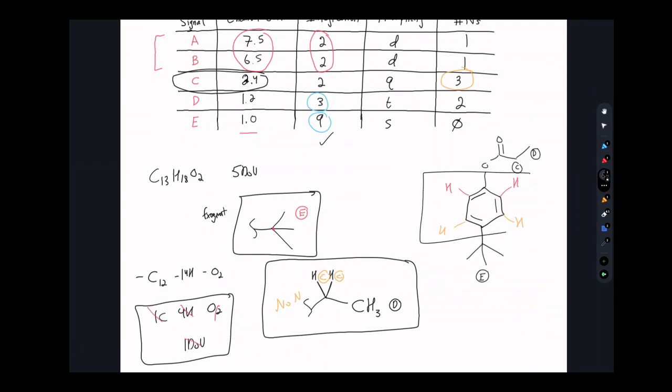Let's take a look at these two signals, though. Pause the video and try to tell me which one of these signals do we expect to be A and B. That's the one thing we haven't done yet. The big difference here, right? They would both be doublets. That makes sense. But the chemical shifts. What's up with them?